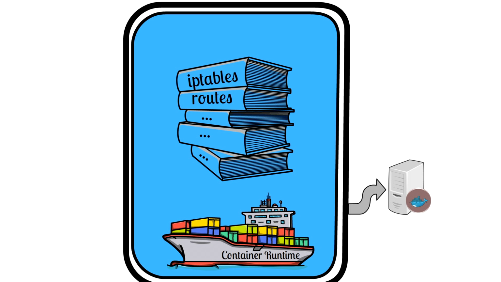In summary, it's the Linux network namespace that gives Kubernetes pods the needed network isolation and at the same time enables the containers inside a pod to be able to talk with each other.